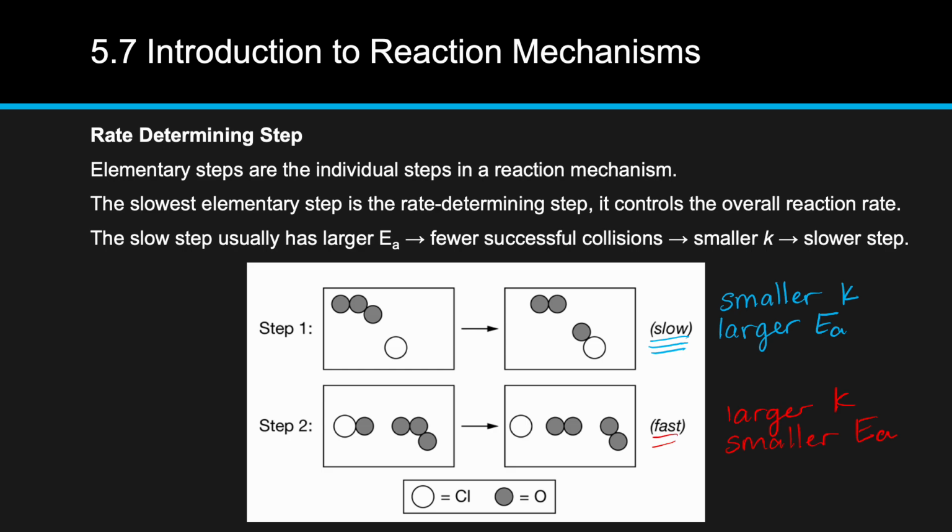Now, just for a quick practice, go ahead and pause this video and identify the intermediate. And if you identified ClO, that is correct. That is our intermediate for this reaction. And now go ahead and pause the video and identify the catalyst. And if you selected this one, you would be correct.